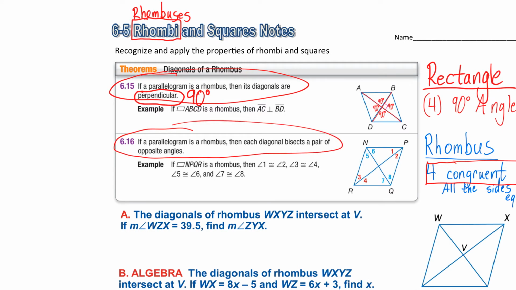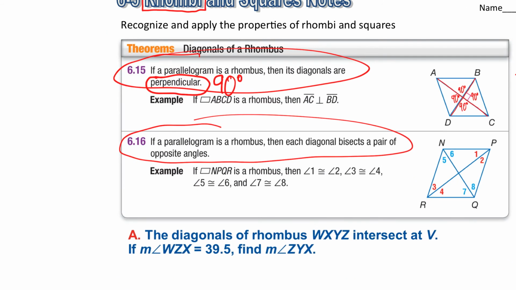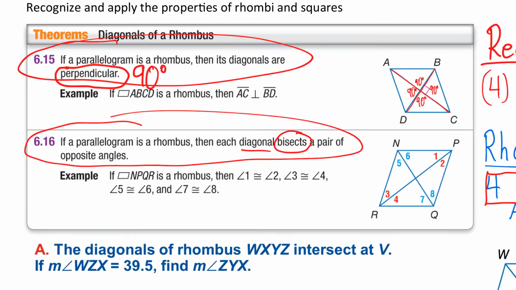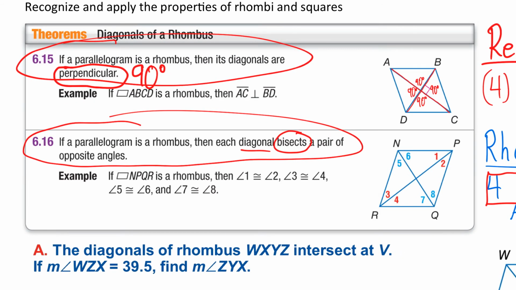And this is the one we'll probably use more than anything. And this is the one that kind of trips people up, although it's really easy. People overthink this a little bit, but this is one that kind of throws people off. Okay, somebody different, read that statement for me, please. If a parallelogram is a rhombus, then each diagonal bisects a pair of opposite angles. Okay, so if you got a rhombus, the diagonal bisects each angle. What does bisect mean? Splits it in half.